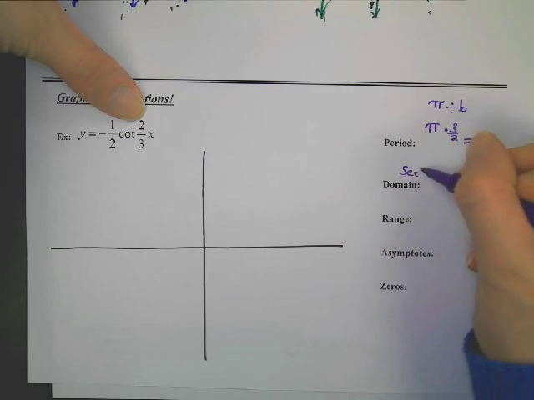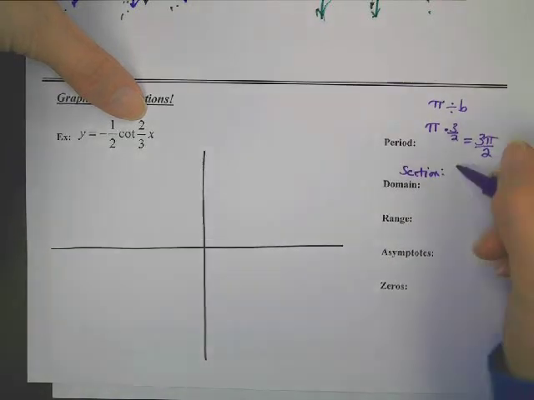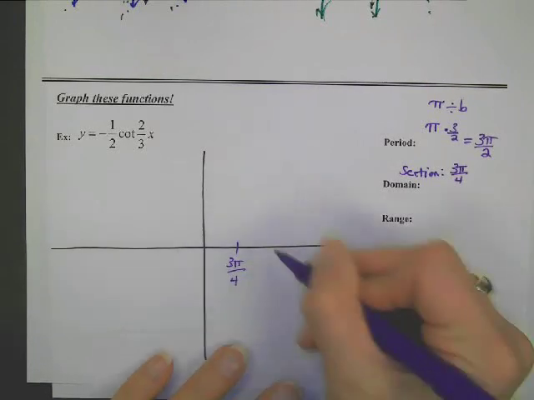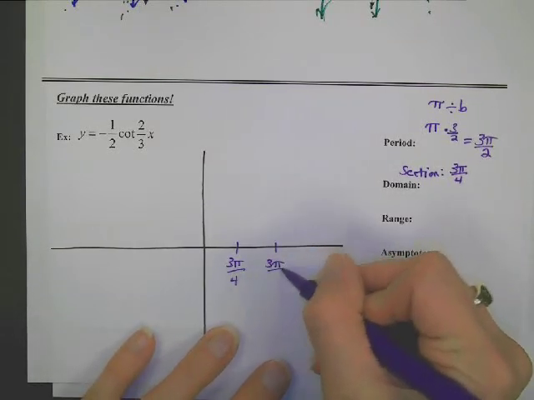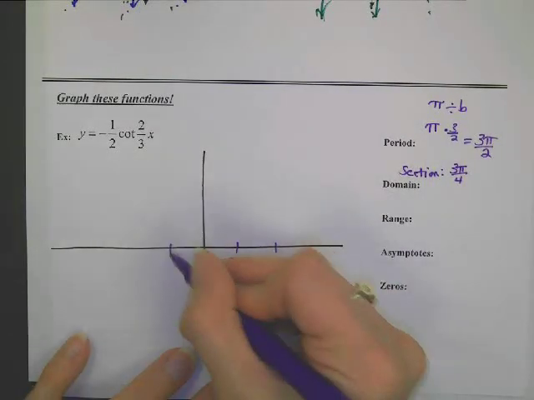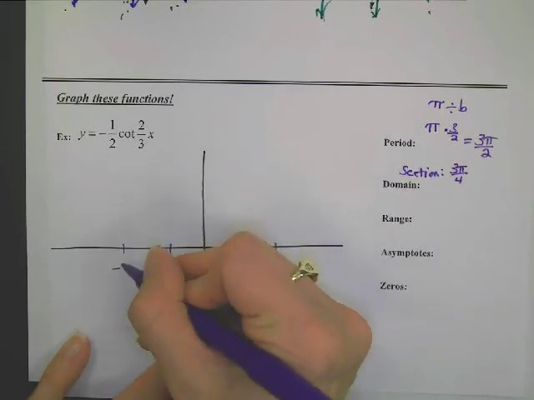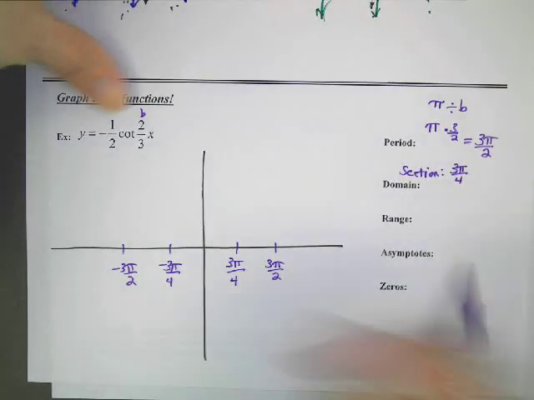And now it's time for a section. The section, I have to divide by 2. Dividing by 2, should I put the 2 in the top or the bottom? Put it in the bottom. 3 pi over 4. Okay, that should work. 3 over 4 plus another 3 over 4 is 6 over 4, which is 3 over 2. Perfect, it worked. Negative 3 pi over 4, negative 3 pi over 2. Okay, so the b value has been taken care of.